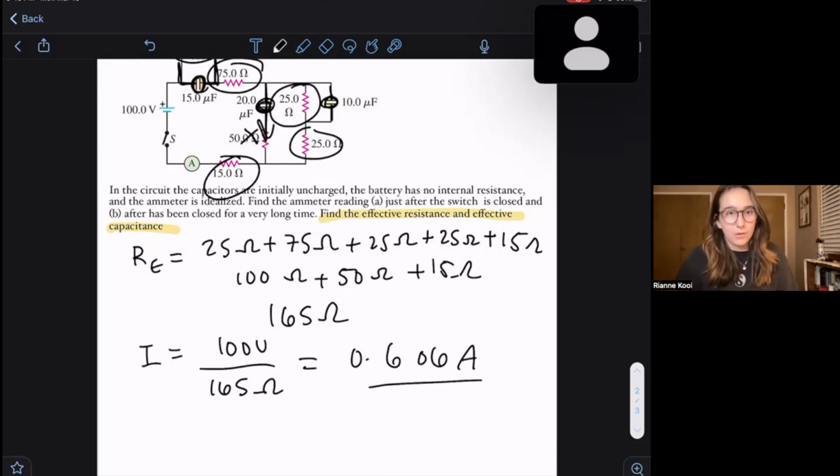And that is how you solve a problem with RC circuits. I hope that this was helpful.